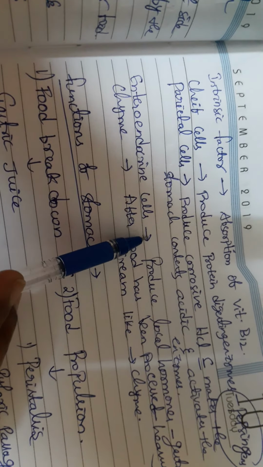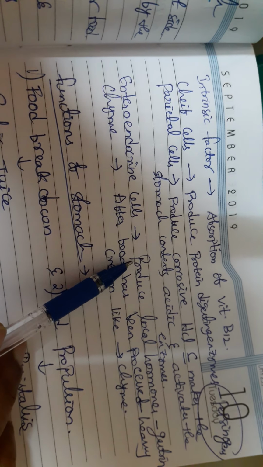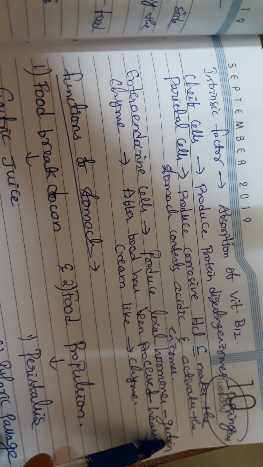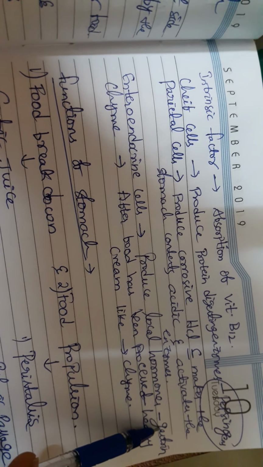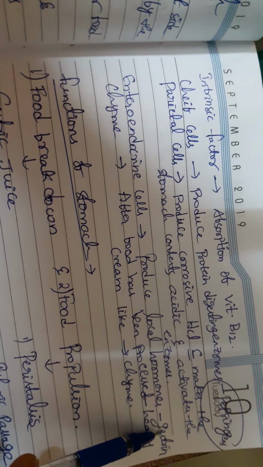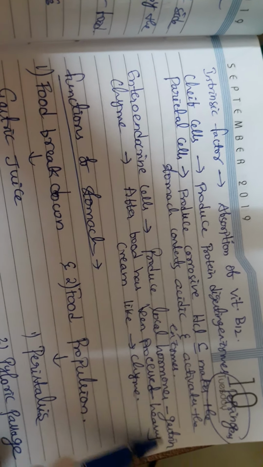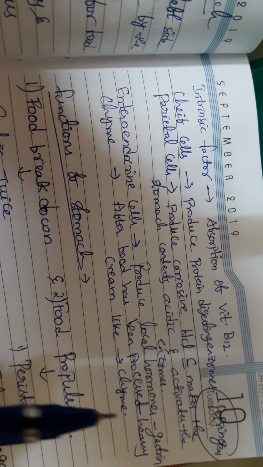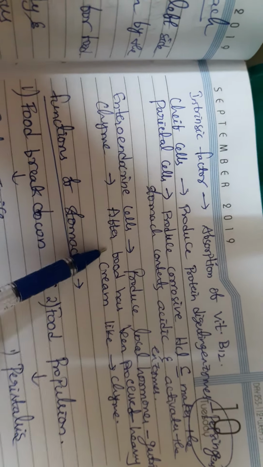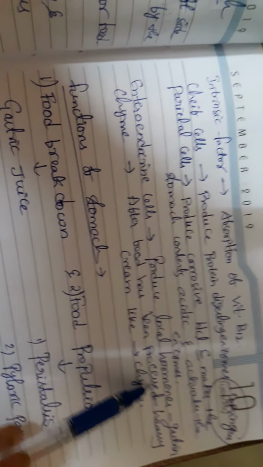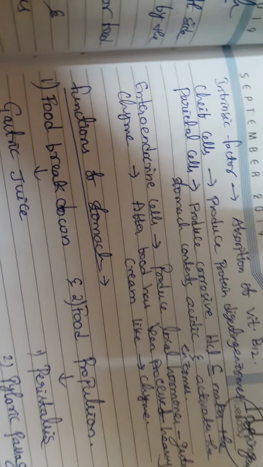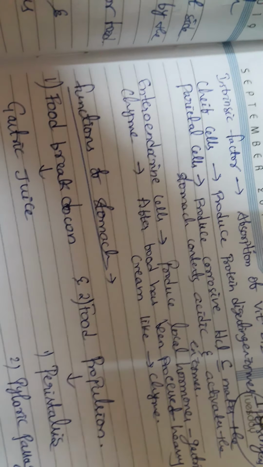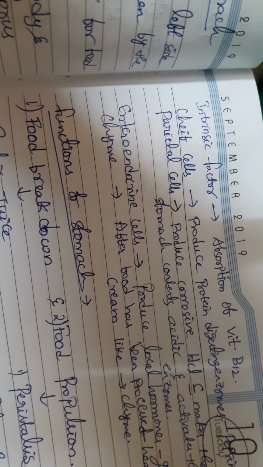Next, enteroendocrine cells produce local hormones, that is gastrin, that are important to the digestive activity of the stomach. And next, chyme. Chyme is the processed food. After food has been processed, it forms a heavy cream-like mass, which we call chyme. Okay.